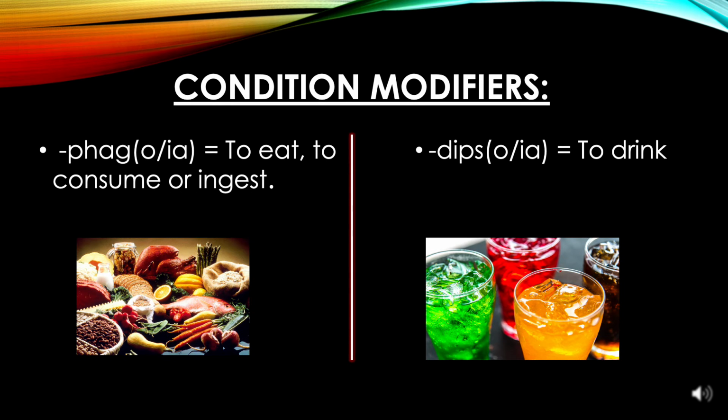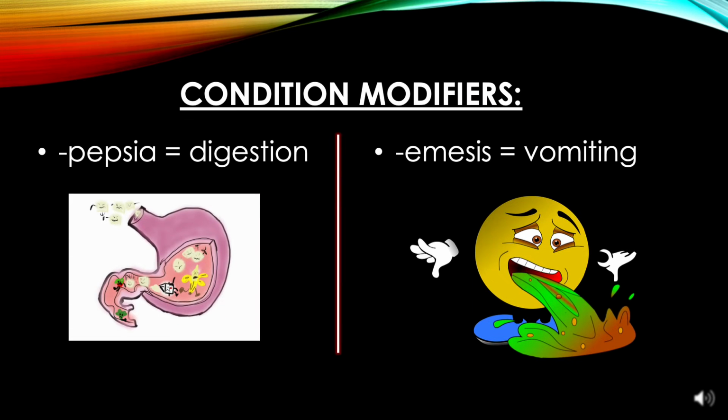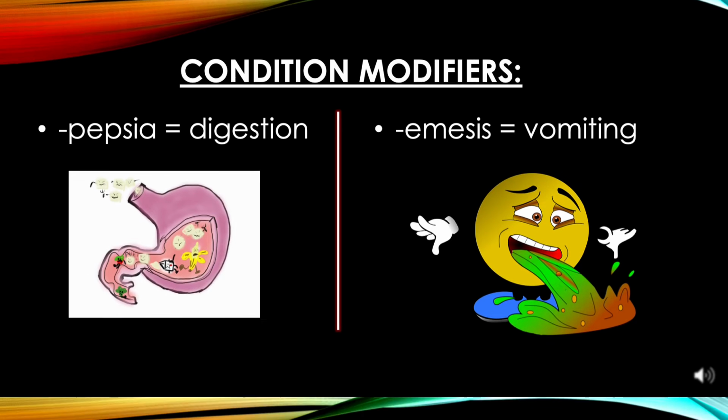Other examples of condition modifiers are: phagia means to eat or to consume or ingest, and dipsia means to drink. Other examples of condition modifiers are: pepsia refers to digestion, like dyspepsia, which is a digestion abnormality, and the term emesis refers to vomiting. To control vomiting, nausea and motion sickness, antiemetics are prescribed.